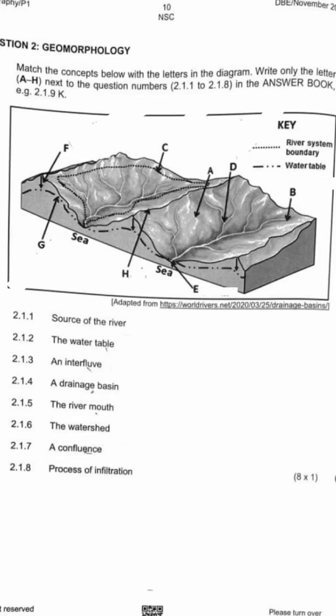Let's head on to 2.1.2, the water table. According to the key, the water table should be represented by solid and dotted lines. Where do we see those solid and dotted lines? Is it E?